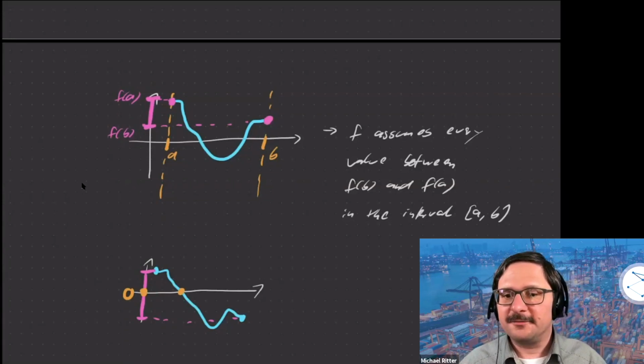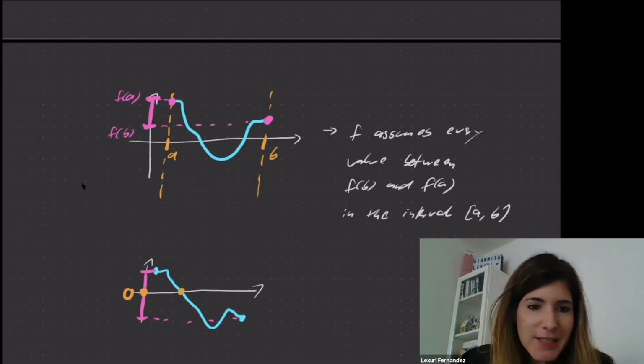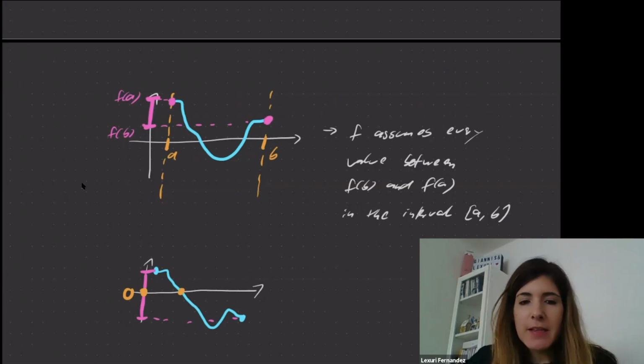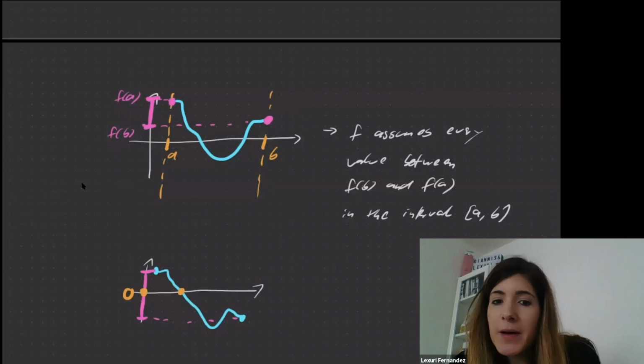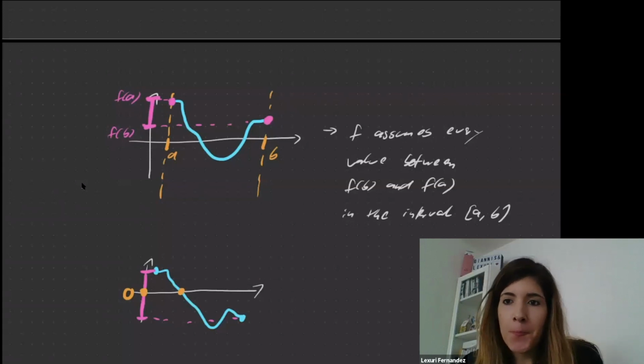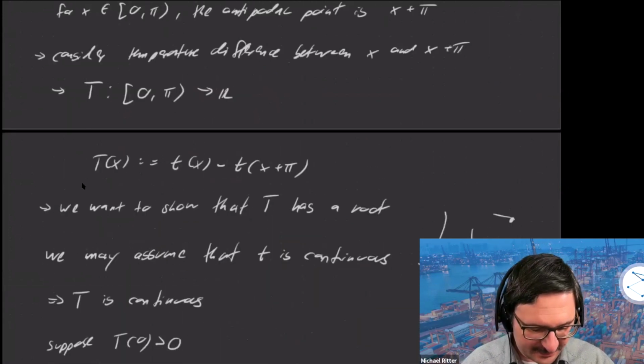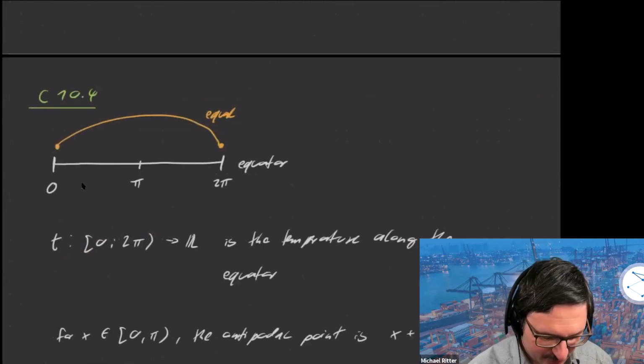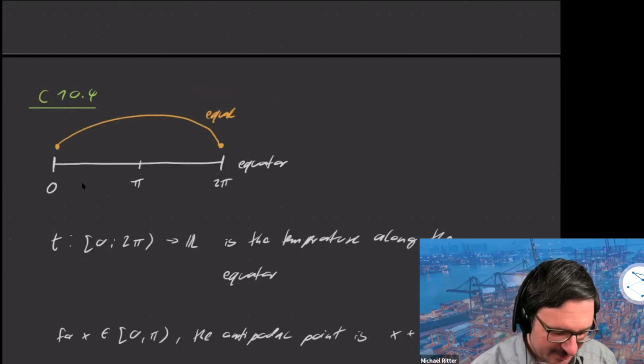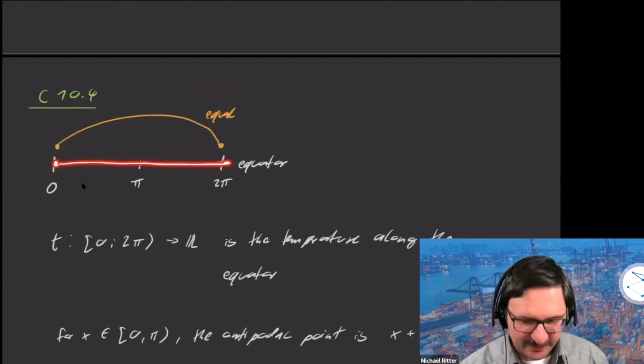Okay. Anything else? Yeah. Another question says, how did you get that T of 2 pi is equal to T0? Well, that's basically an assumption inherent to my model. What I do is I assume this line here is the equator. So that's wrapped around the Earth in reality, right?